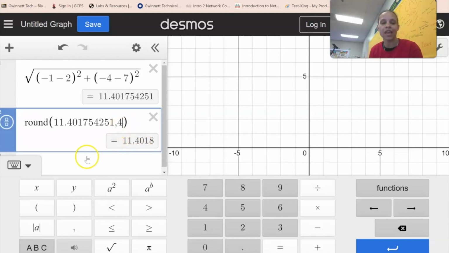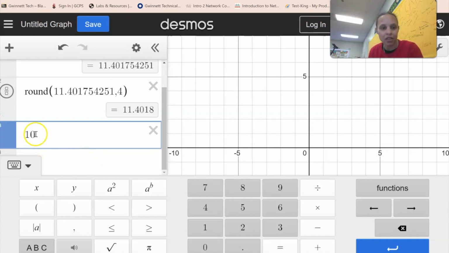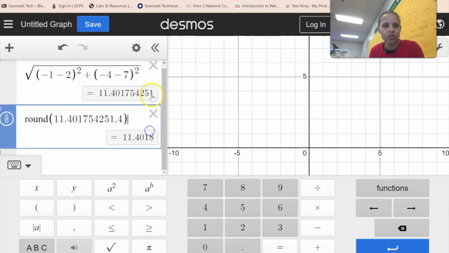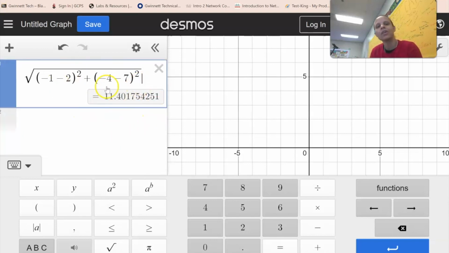All right, so the nearest 10th, so let me write this down. Nearest 10th, 1 zero, 1 number. Nearest 100th, 2 zeros, 2 numbers. Nearest 1,000, 3 zeros, 3 numbers, and so forth. All right, so we know how to round. So we're now looking at how do I simplify a radical.